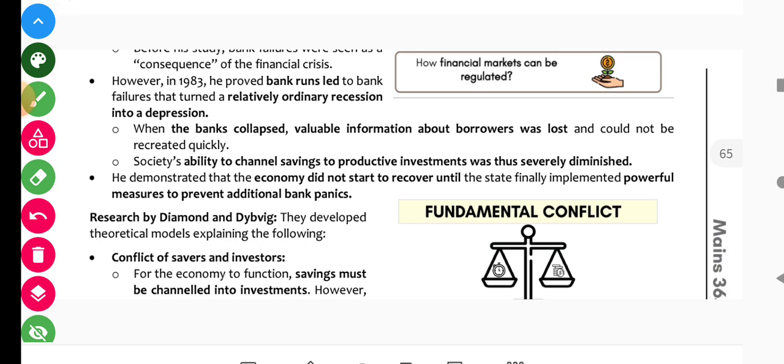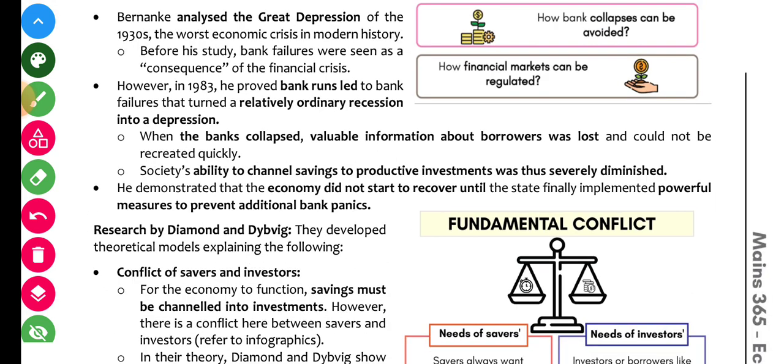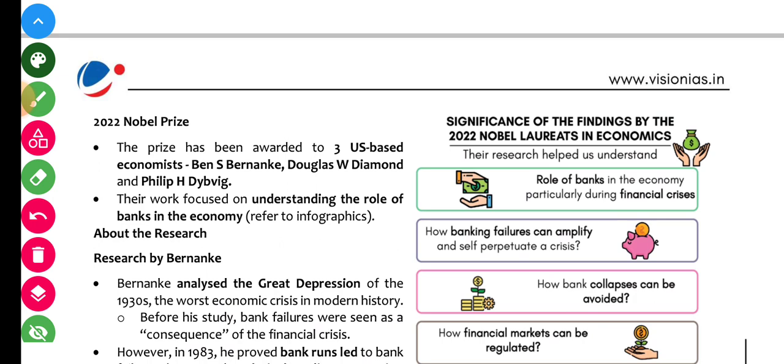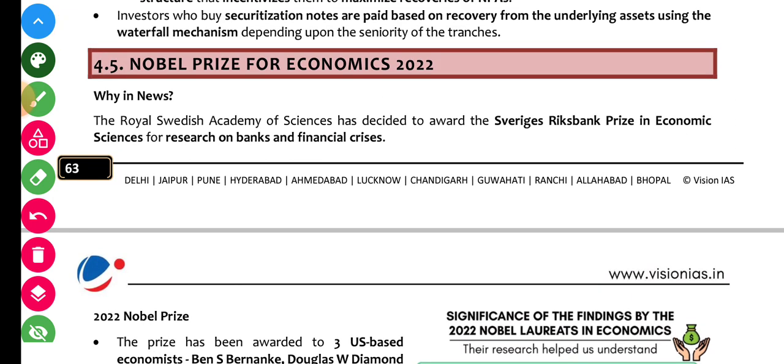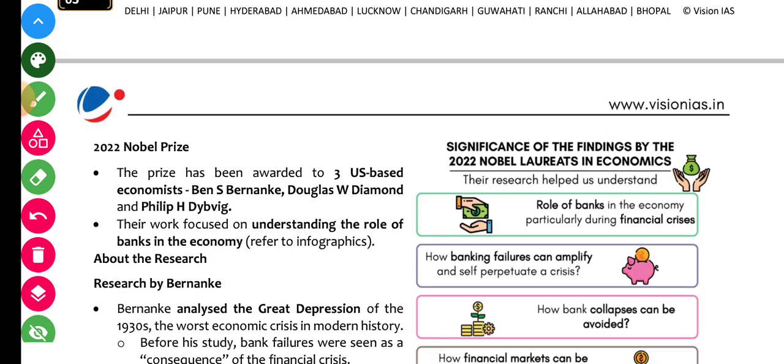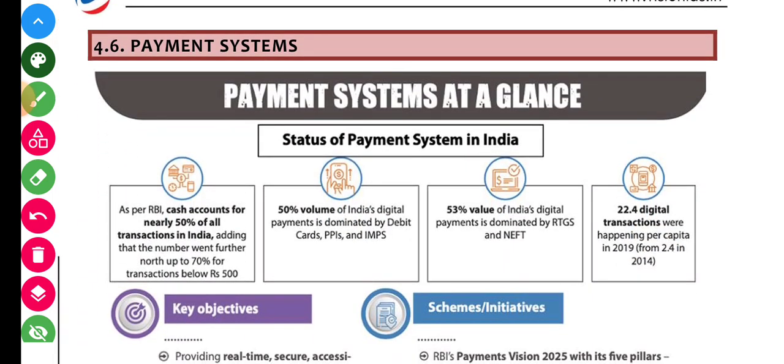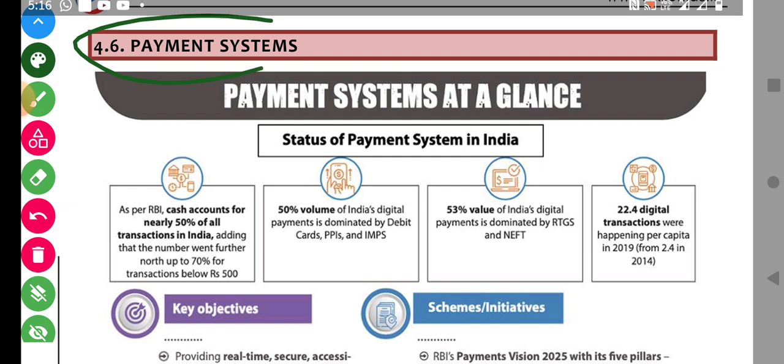So these are the terms related to the financial crisis. This is not that important; you only need to remember which area is more important and for which area the Nobel Prize is given. So banks and financial crisis. You can remember only this point. Okay. Next is payment systems.